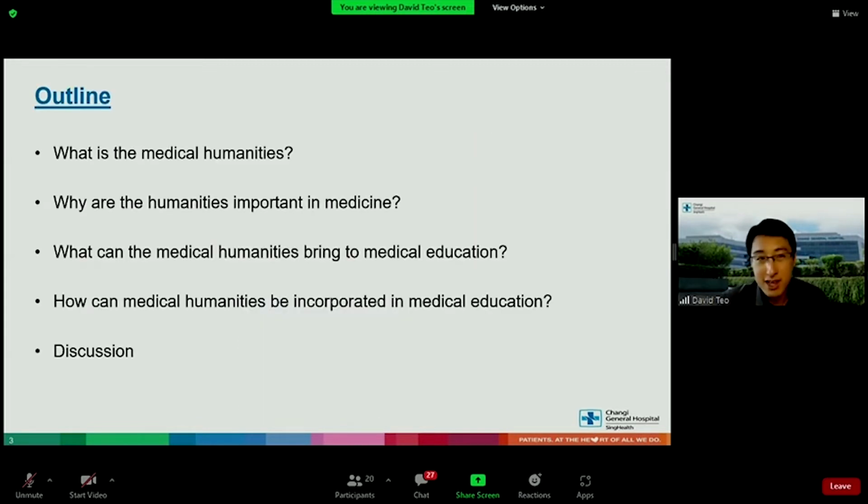So, a brief outline of this session. We're talking firstly about what the medical humanities is, so that we have that common frame in our mind. Then why, briefly touching on why the humanities are important in medicine and what the medical humanities can bring to medical education. And how we can then incorporate the medical humanities in medical education. And finally we end off with a discussion.